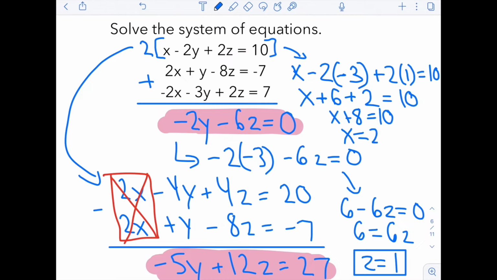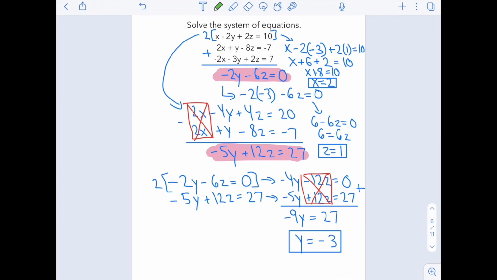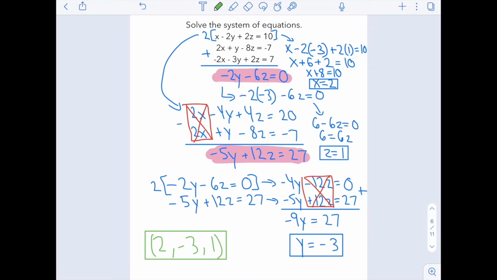So x equals 2. So the ordered triple solution to this system of equations in three variables is (2, -3, 1). And we figured that out using elimination, just like how we did with the system of equations in two variables. We got rid of one variable, and then we used elimination again and got rid of another variable, and we started substituting the values that we got.